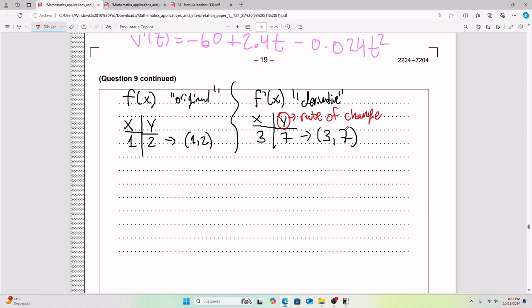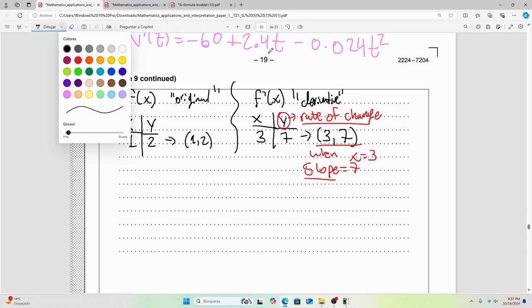So in this imaginary example that I gave, when x equals 3, slope equals 7. Slope is the same as rate of change, okay? So the slope equals 7 when x equals 3. And that is the information that the derivative gives you.